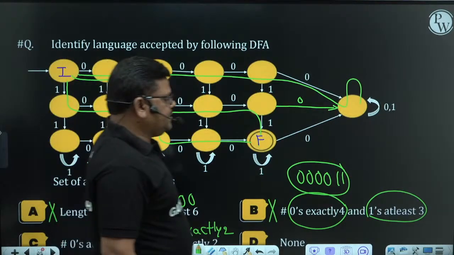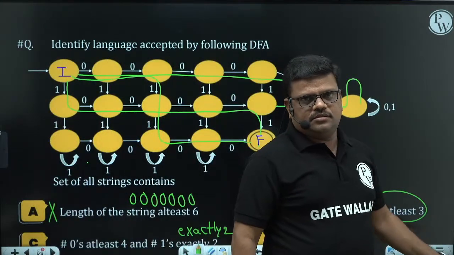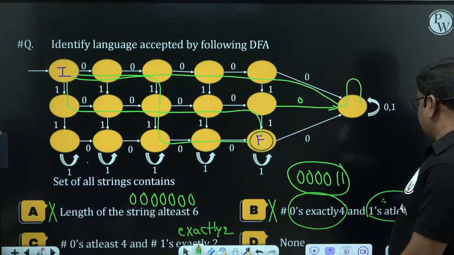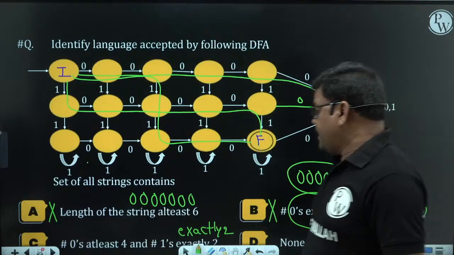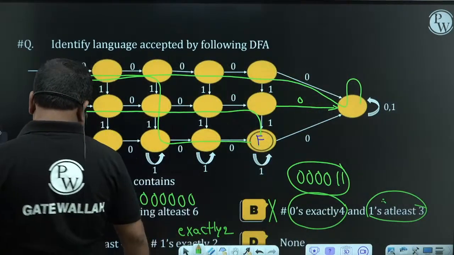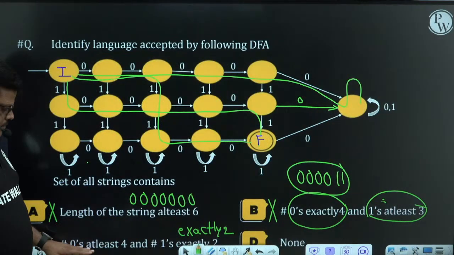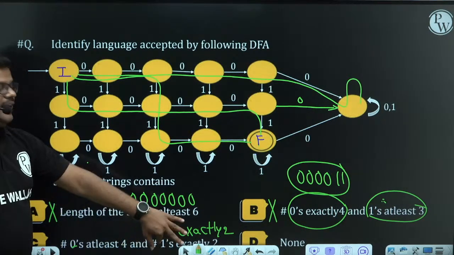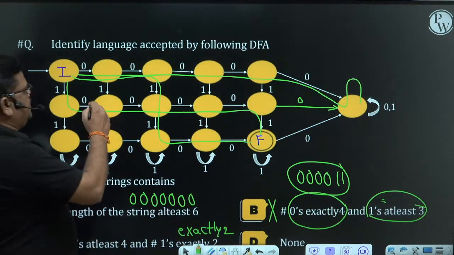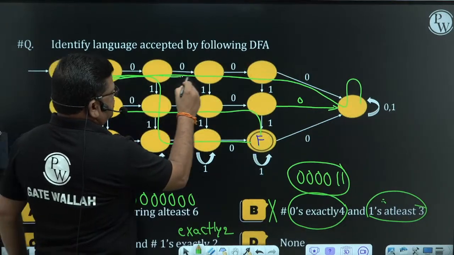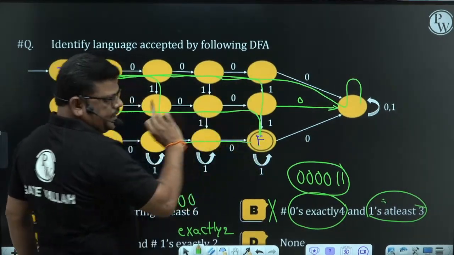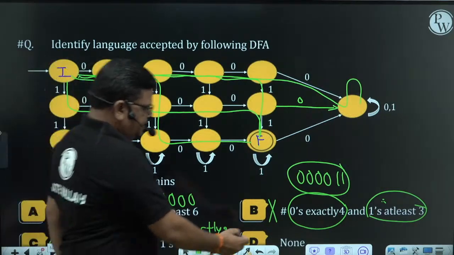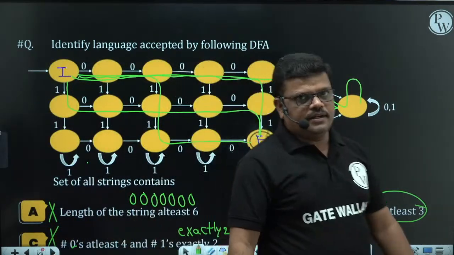Now what is option B saying? At least 3 ones. That is the problem, since at least 2 ones is the requirement. What is option C? At least 4 zeros, exactly 2 ones. Exactly 2 ones is not the condition. Minimum 2 ones are required, and after that any number of ones. That's why C is also not our answer. Option D is the right answer.